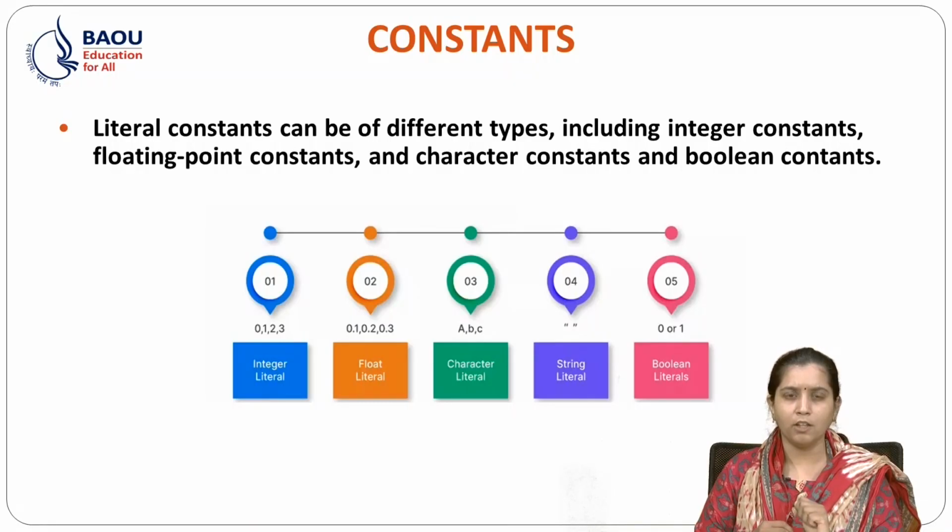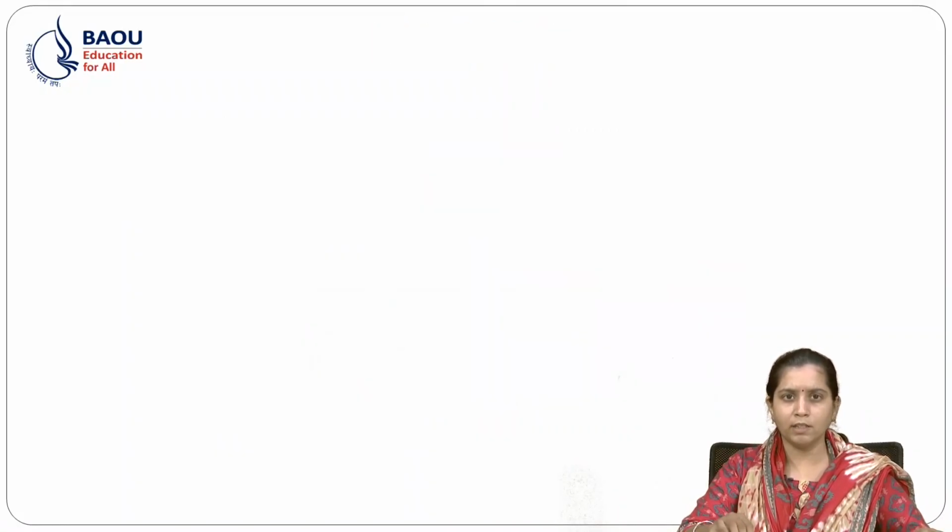Character constants are used to represent a single character, enclosed in single quotes. Character constants can be alphanumeric characters, special characters or escape sequences. Escape sequences are special characters that have a specific meaning, such as the new line character, that is \n, or the backslash character. Symbolic constants in C++.